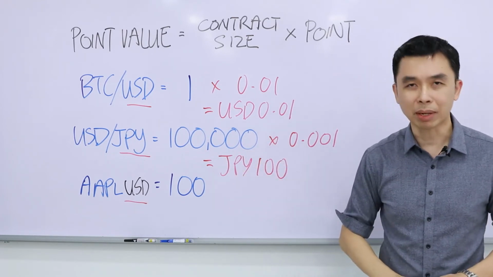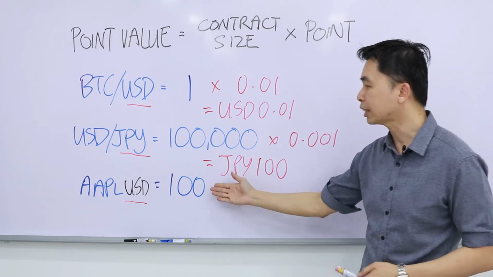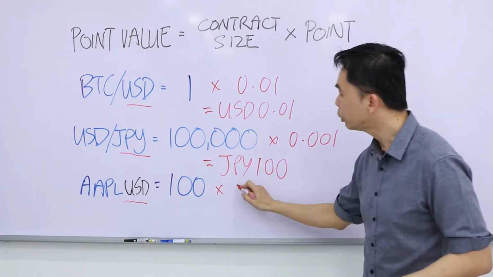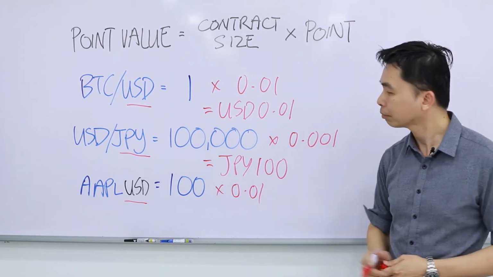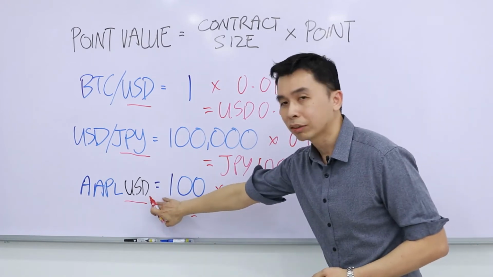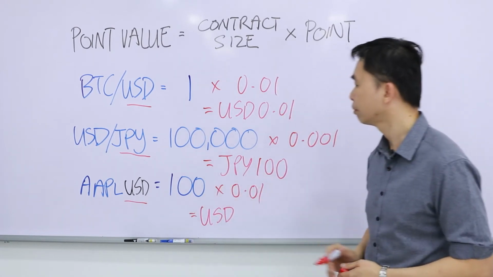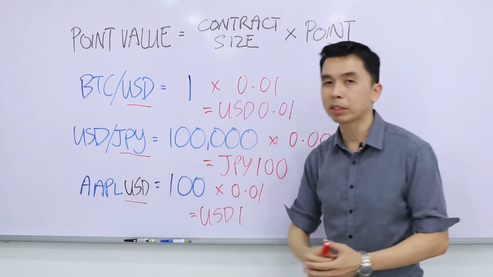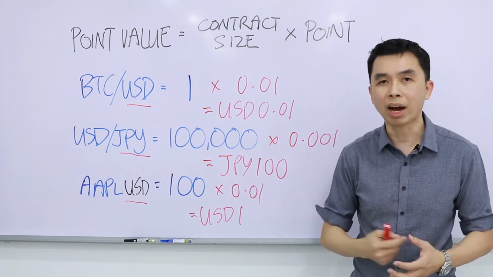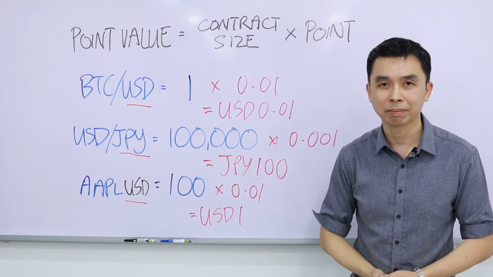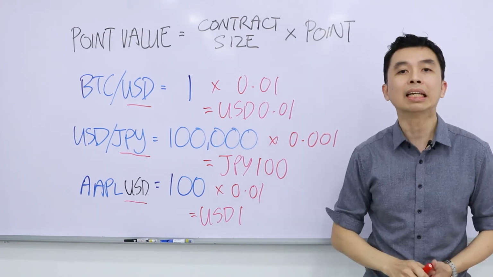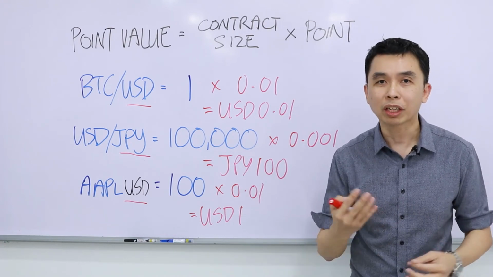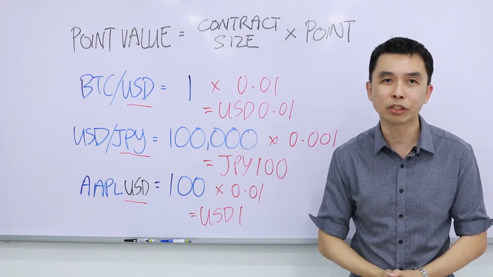Next, we look at the last example, Apple shares, which has a contract size of 100. Again, multiplied by the point, which is 0.01, and the counter asset is USD. You will get 1 USD, which means for Apple shares, the point value is 1 USD for every point. So this is how you calculate the point value of different asset pairs, which will be used to calculate the profit and loss of every single trade that you take.